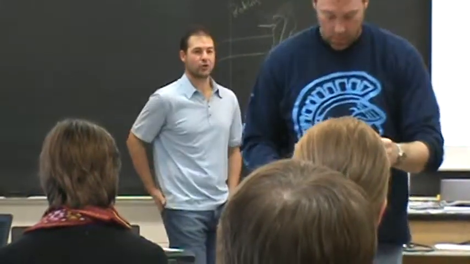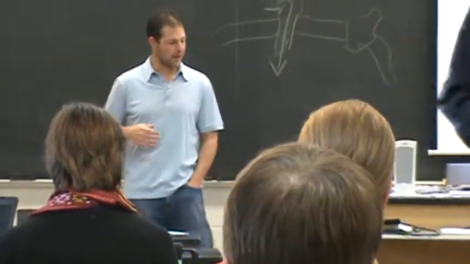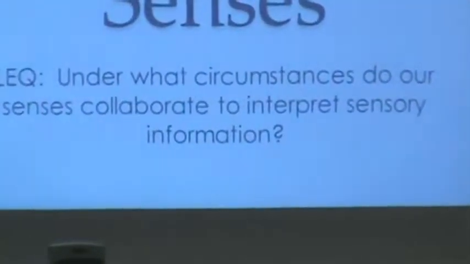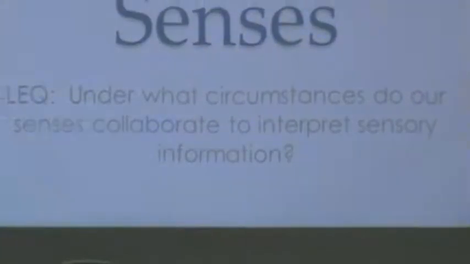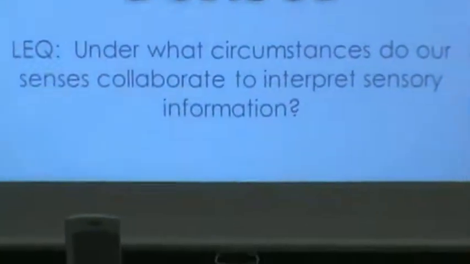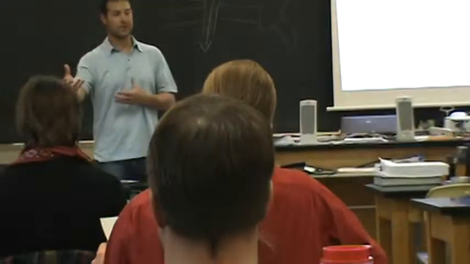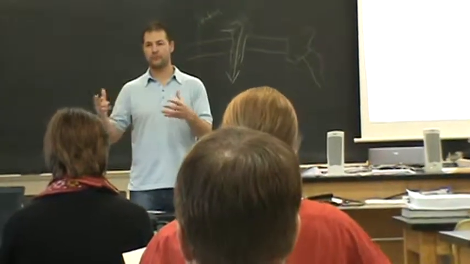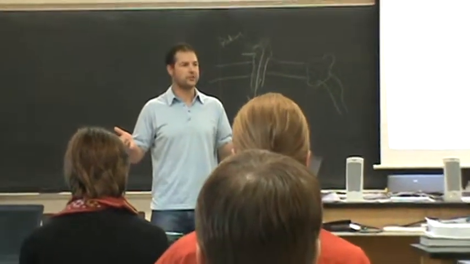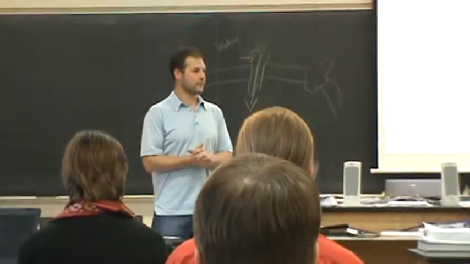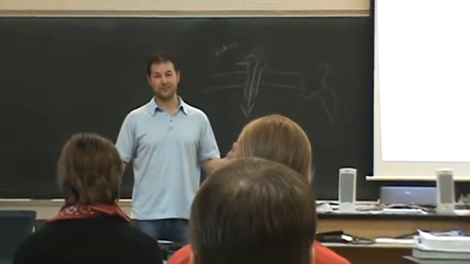So my lesson essential question for yesterday was, under what circumstances do our senses collaborate to interpret sensory information? Because a lot of times kids take it as separate senses, your eyes, your sense of smell, your sense of taste, and they say, okay, well, they work separately. They're all each individually working. Well, research has shown that that's really not that true.